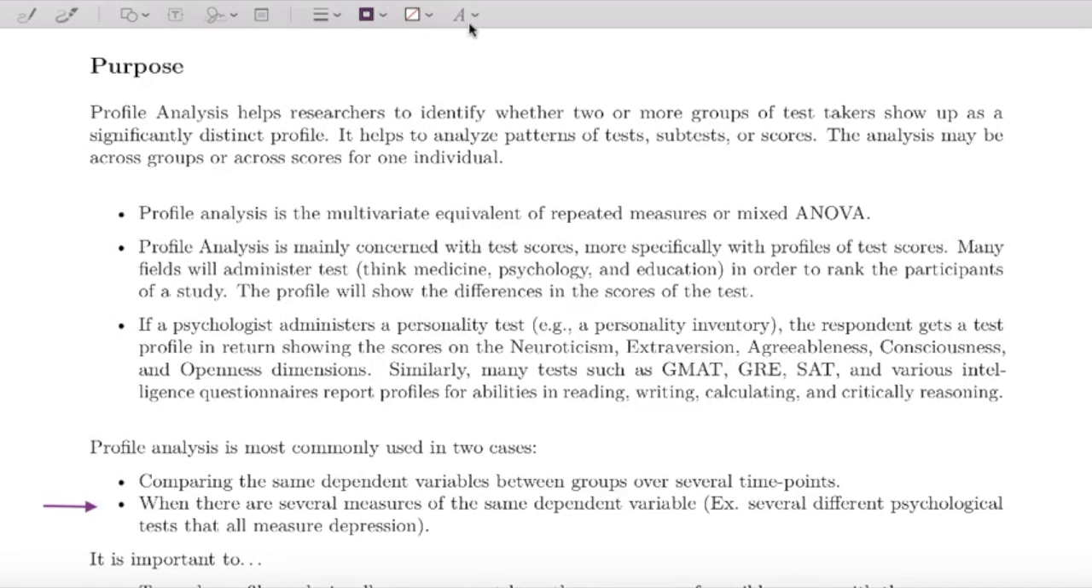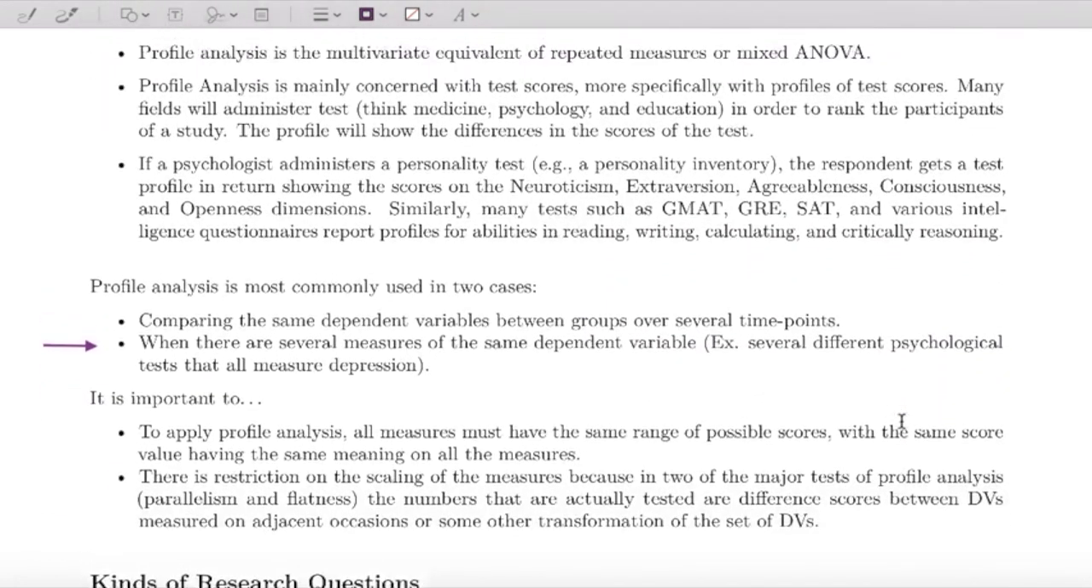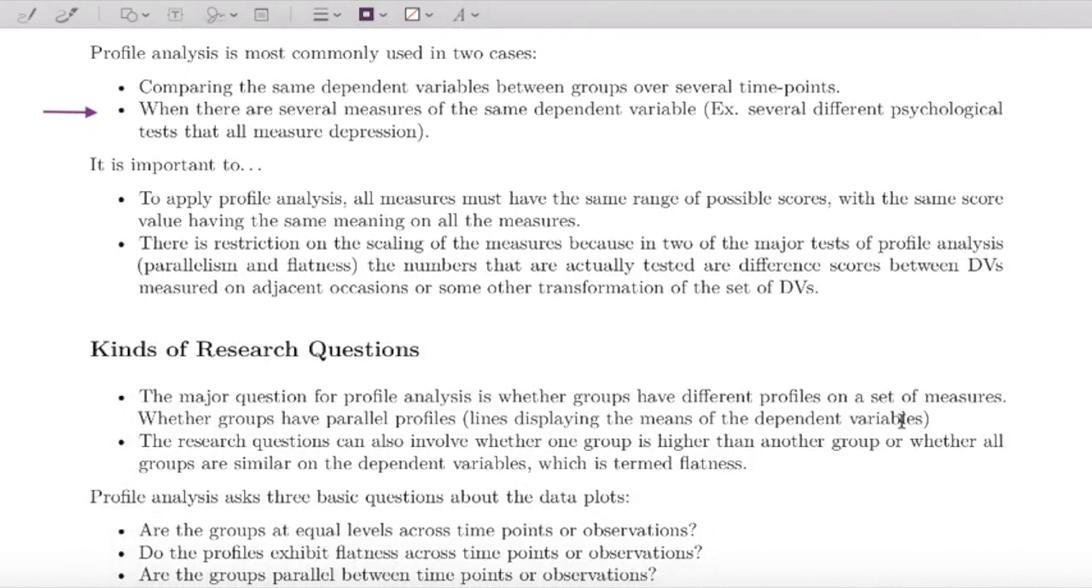The second way is when you have several dependent variables and they're not necessarily being tested on the same thing, but there's two or more measurements on that dependent variable. Those measurements could be like reading, writing, calculating. But it's the same unit, but what's being measured is different over time. That said, it's very important that the measurements are on the same scale.